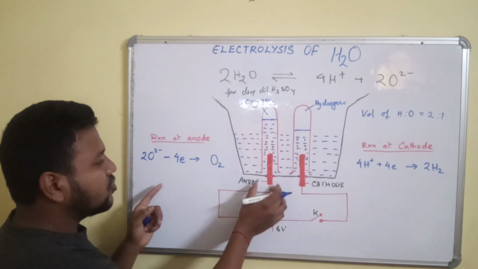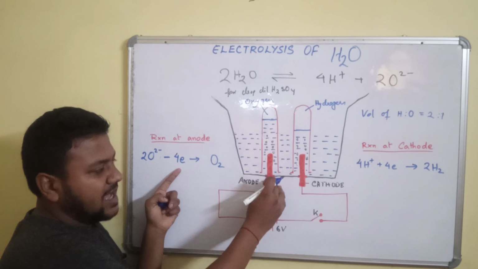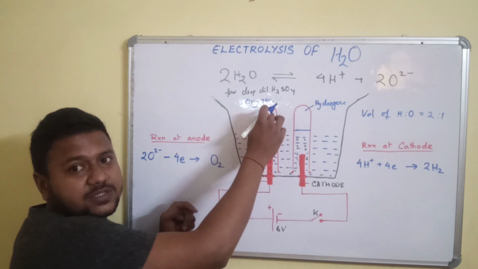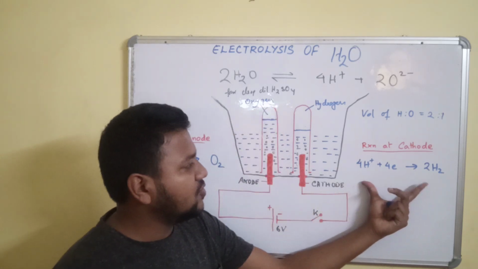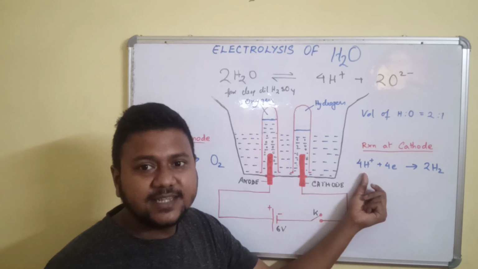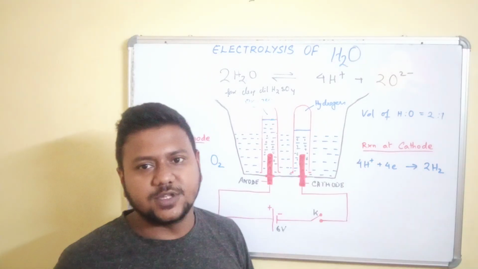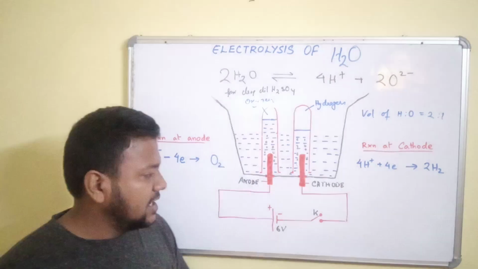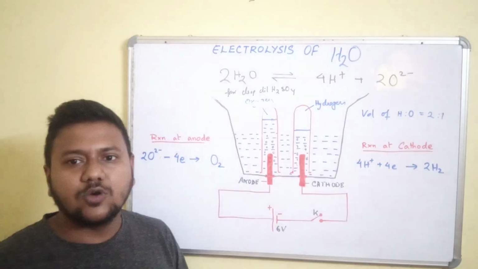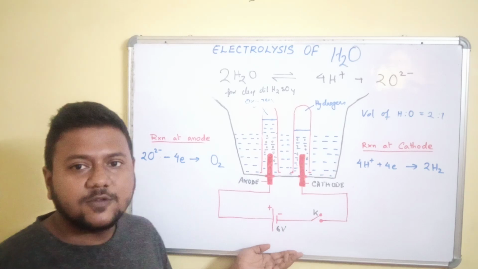So at the anode, the O2- releases electrons, and a gas is evolved at the anode, which is oxygen. Moreover, at the cathode, the cathode attracts the H+ ions, takes 4 electrons from the cathode and forms 2 molecules of hydrogen. So in this electrolysis of water, we see that electrical energy breaks down water into its constituent gases. This setup is very important for your exam.